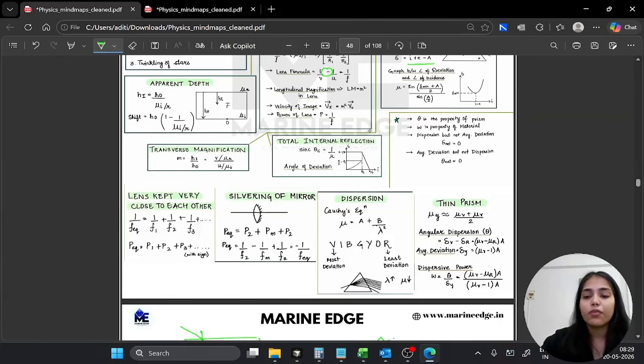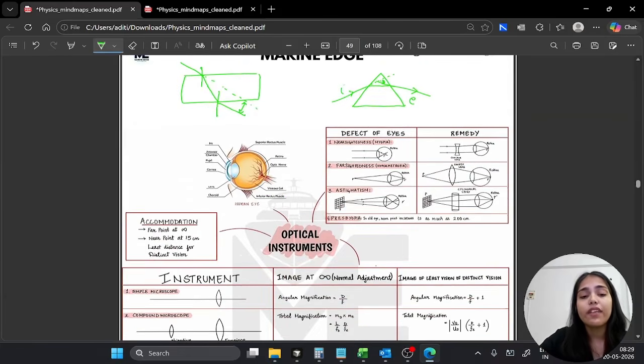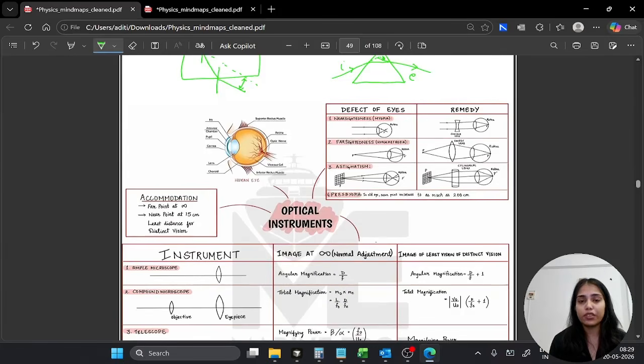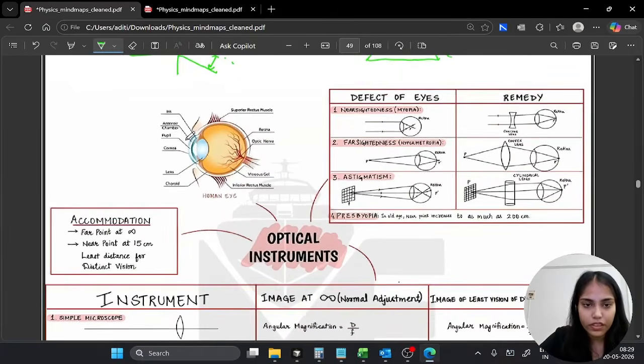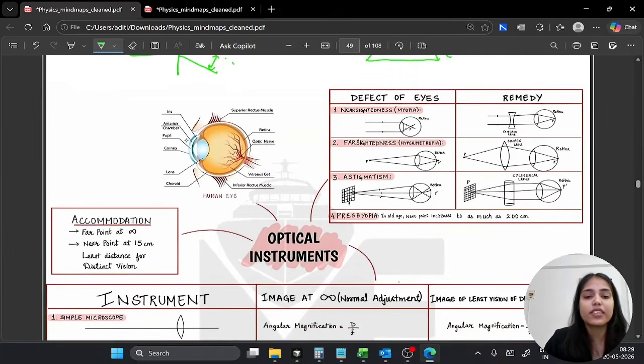Okay, moving forward, we'll talk about optical instruments and defects of eyes. So see, when we talk about eyes, we have this whole structure given here. So if we just zoom in a little, this is your eye. This is the vitreous gel. Okay, and inside the eye we have a small opening here, and we have a lens here. Now this small opening is called the pupil, and the muscles that hold the eye's lens together is called the iris.